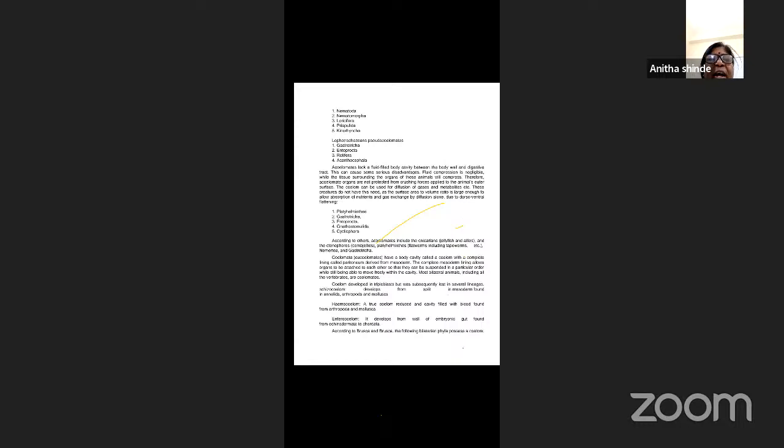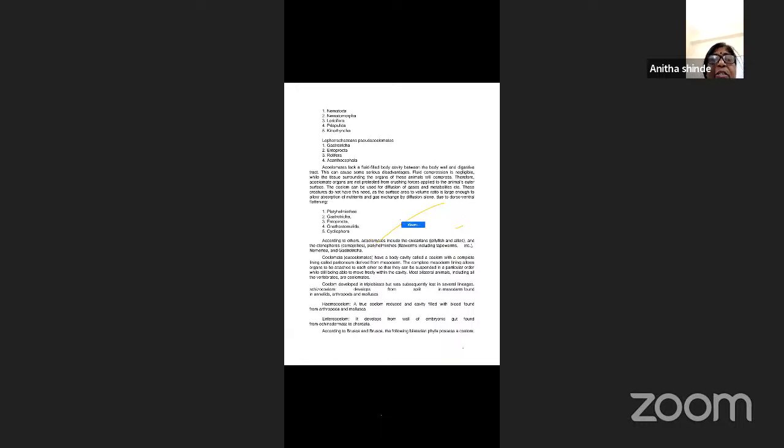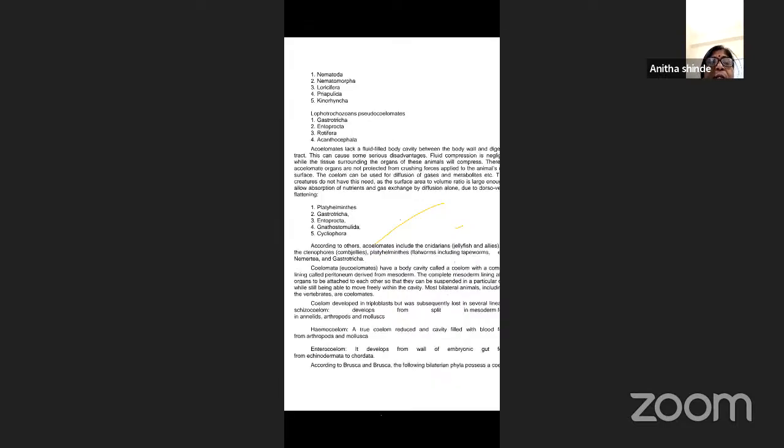Now, acoelomate phyla. Acoelomates are next. Now, in the acoelomates, I have told you that it involves Platyhelminthes. It includes Platyhelminthes, Gastrotricha, Entoprocta, Gnathostomulida, or Cycliophora. So, according to others, acoelomates include the Cnidarians, Ctenophores, Platyhelminthes, Nemertea, and Gastrotricha.